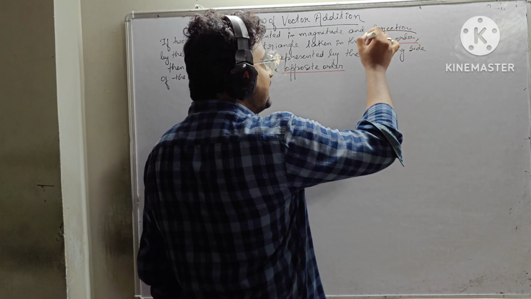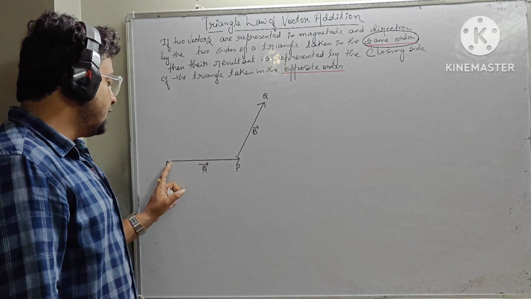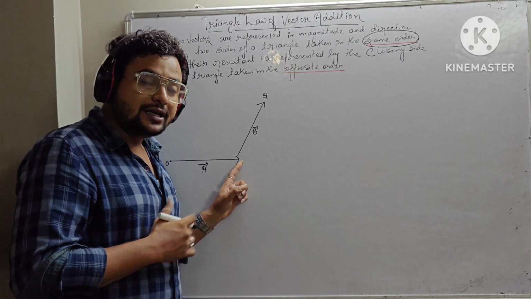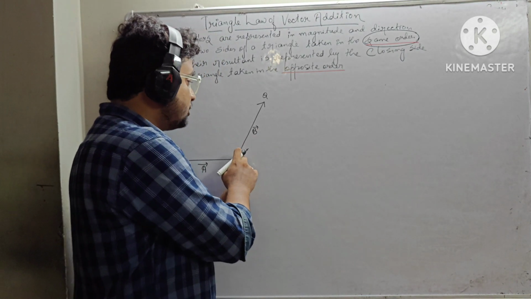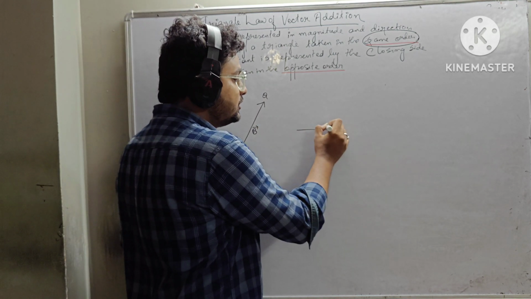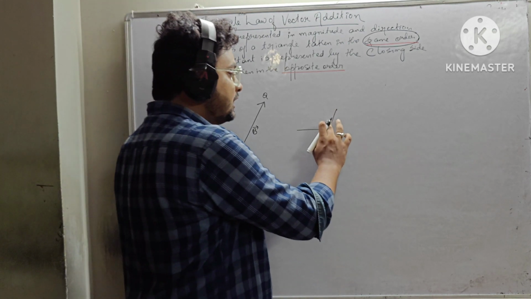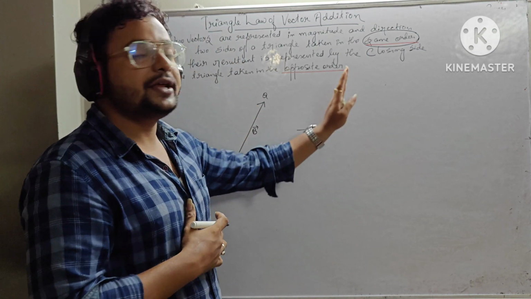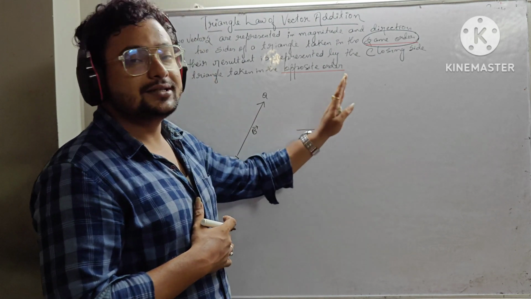Now, what is the meaning of same order? You see, this vector I have started from point O and the vector ends at point P. Now, the point where the first vector ends, from there only I have drawn the second vector. So this becomes same order. If I had drawn it in this way, then this would become opposite order. But I have drawn the two vectors in this way, so it means it is going in the same direction, the same way. So this means that the vectors are going in the same order.